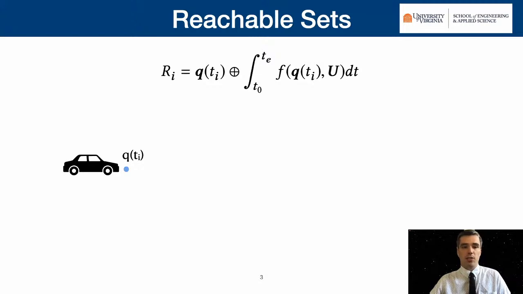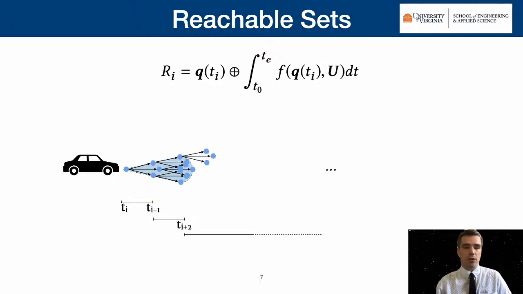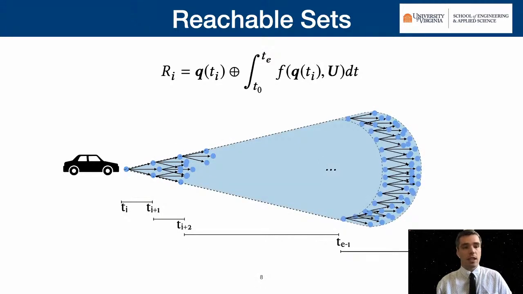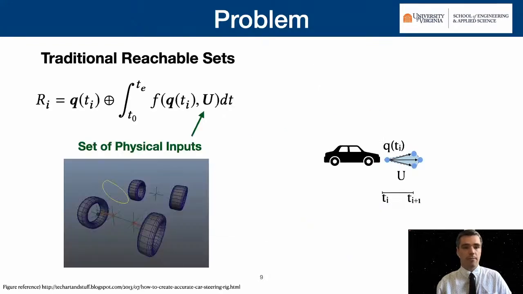Computing a reachable set starts with the robot state Q at time ti. A typical robot state consists of position and velocity. You then apply the set of inputs U, where an input consists of actions like acceleration and steering angle, to compute all possible future states of the robot. The area or volume these future states cover represents the reachable set. You then simply repeat this process as many times as you need until you reach the time horizon you desire.